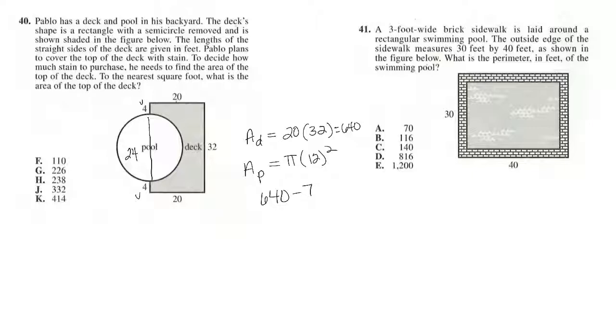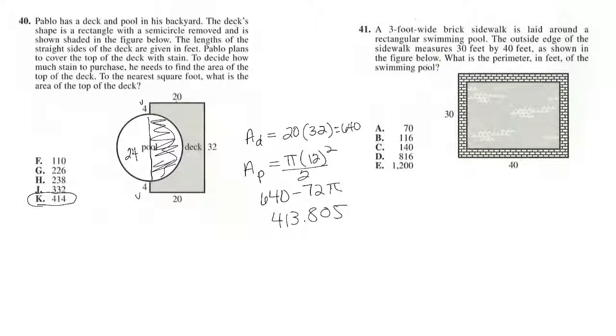Oh, we need semicircle. That's what's wrong. I was like, my goodness, that's too big. So we need that divided by 2. So that's going to give me 144 divided by 2, 72 pi. And when you type that in your calculators, it looks like you're going to get 413.805. So the closest to that would be answer choice K.